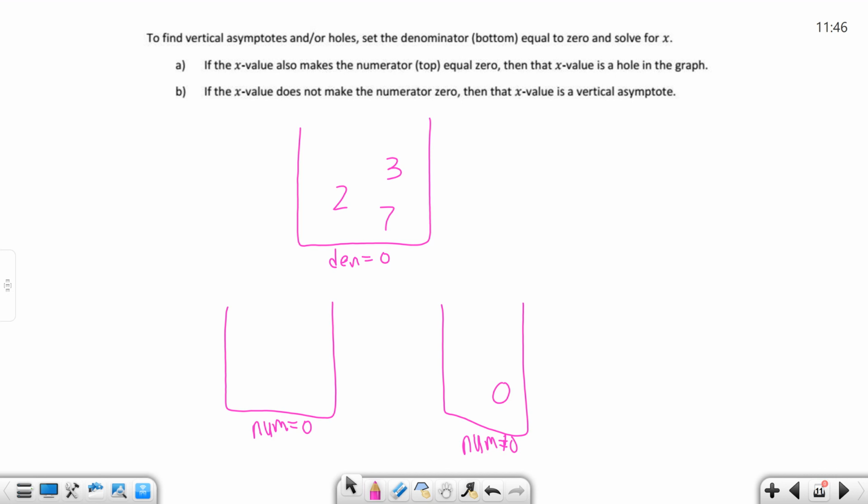Then we go to 2 and say, hey, 2, do you make the numerator zero? And 2 goes, yes, I make the top zero as well. So then we say, okay, 2, you make the numerator zero, so we'll just bring you right over here and drop you in this bucket. Okay? Well, guess what? We're going to ask the same question to 3 and 7.